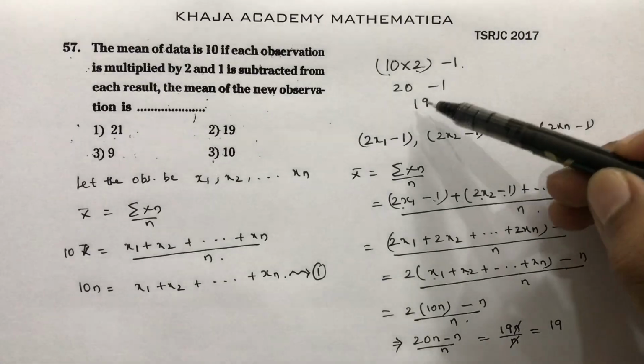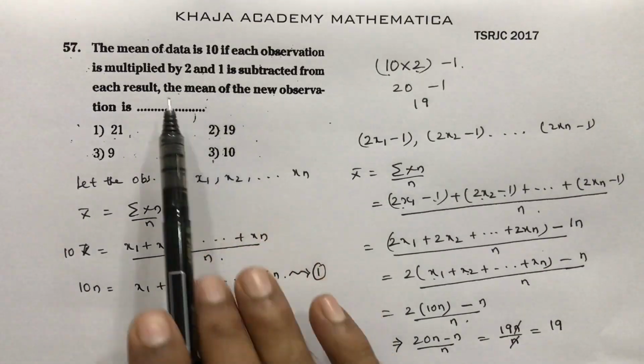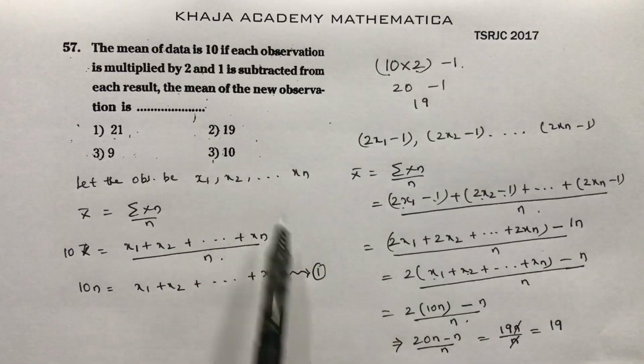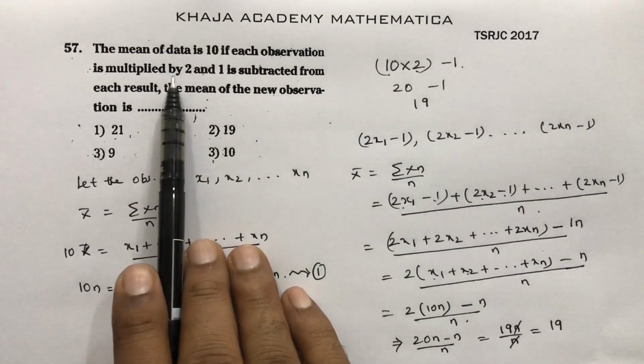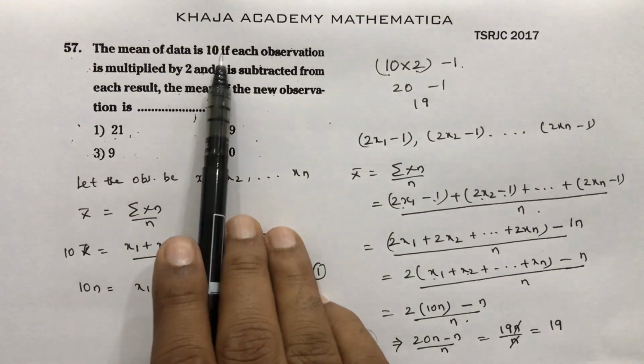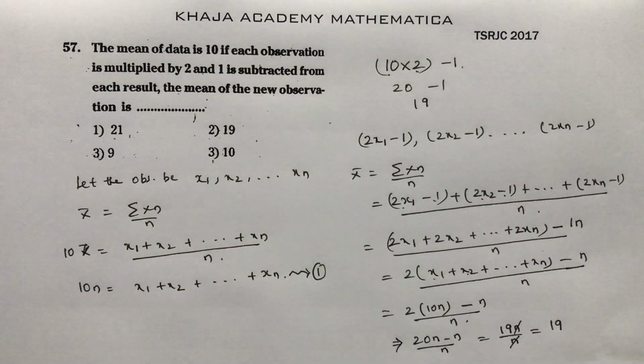Which I told already. What I want to say is, in the same way the observations get affected, the mean gets affected. Here they told each observation is multiplied by 2 and 1 is subtracted. So the mean also will be multiplied by 2 and 1 subtracted, and we get the answer directly.